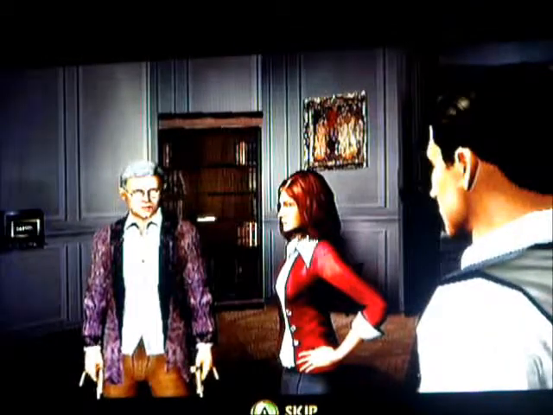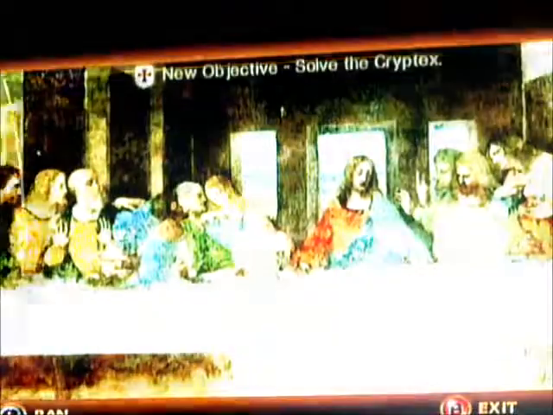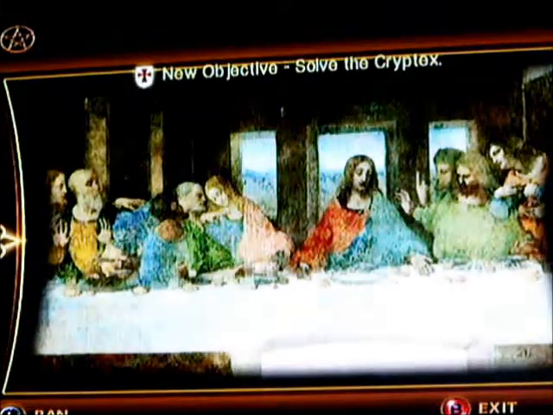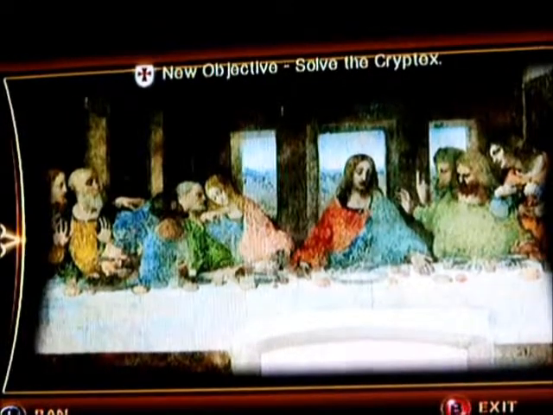There's more to find in Da Vinci's painting of the Last Supper, if you are interested, of course. Now, you'll see the rest of it after. So, stay tuned.